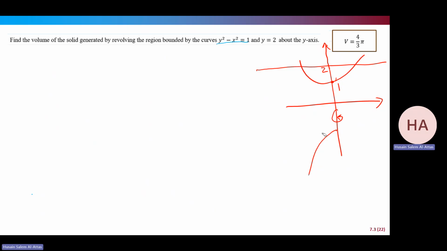I'm talking about this region. Yeah, this is a little bit tricky. So it's the point of intersection. If y equals 2, then I have 4 minus x squared equal to 1. So I have x squared equal 3. So x equals plus or minus square root of 3. So these are minus square root of 3 and square root of 3.